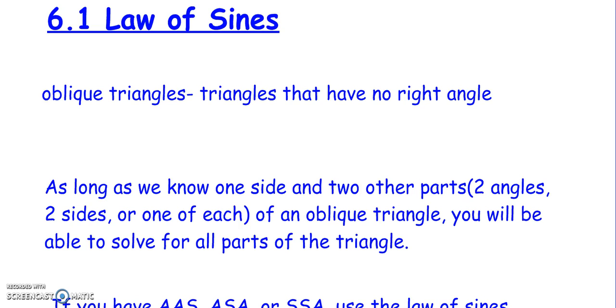The first two are the law of sines and the law of cosines, so this video is going to work just on the law of sines. But first we need a little background knowledge.